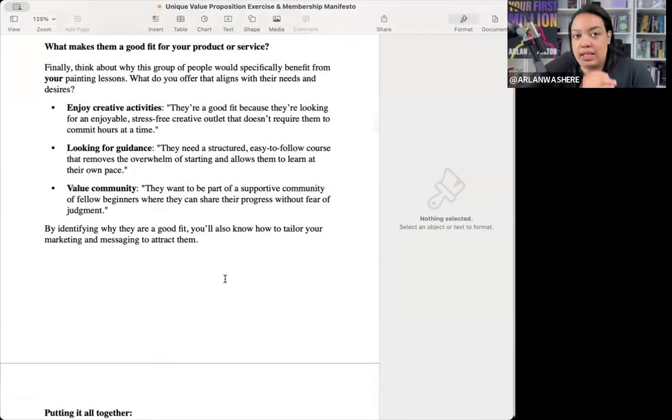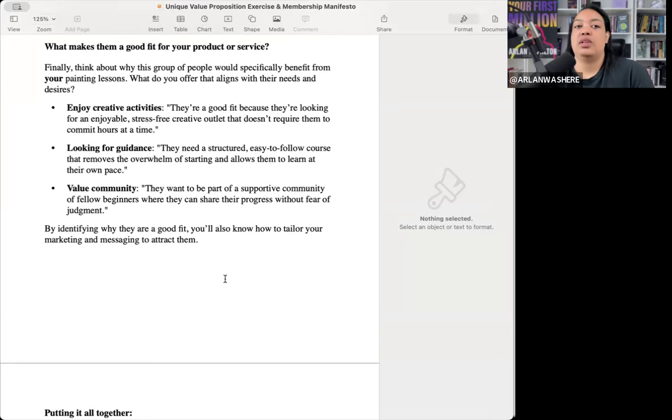So then what makes them a good fit for your product or service? Not everybody is going to be the perfect fit. So what makes your ideal customer the perfect fit? Why would they benefit from what you're offering? And again, we're going to learn more about what you're going to offer a little bit later, but this is part of that. So they may be good because they are looking for the type of enjoyable, stress-free, creative outlet that you are going to offer.